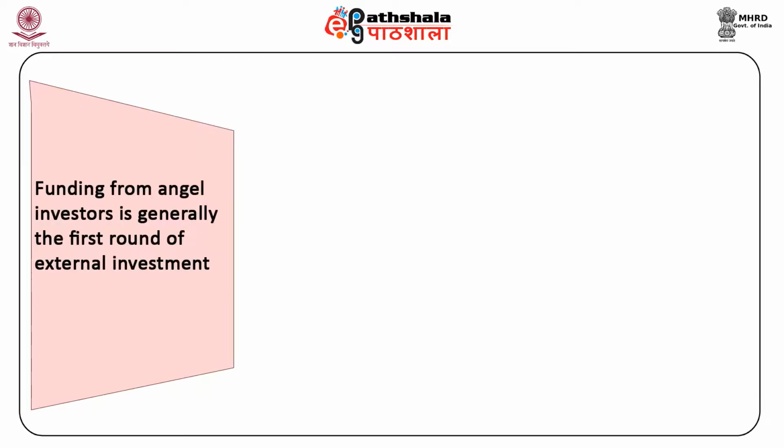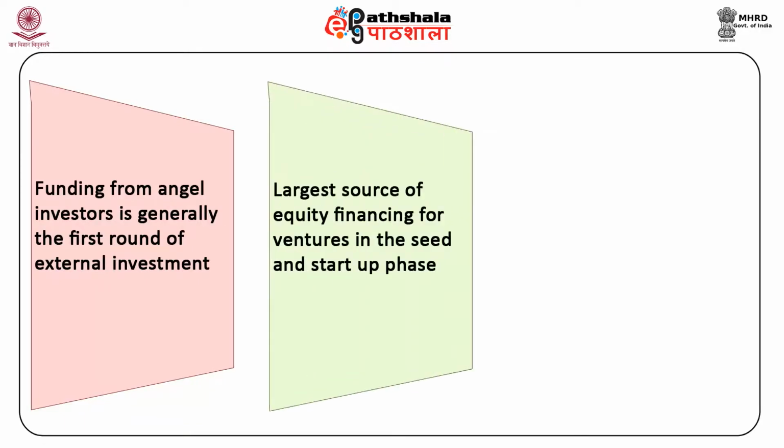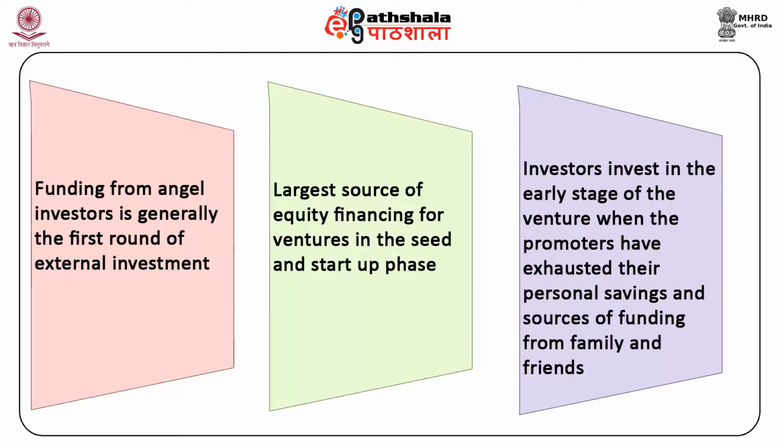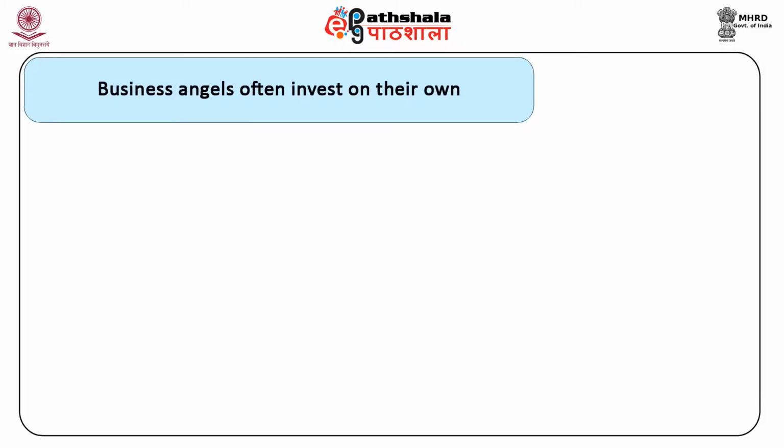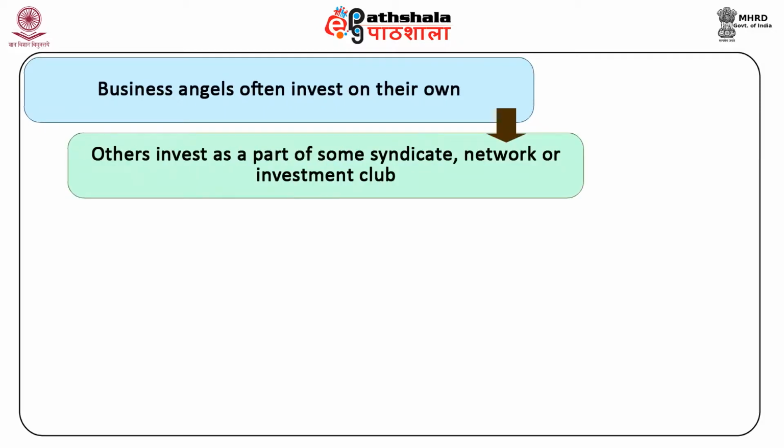Funding from angel investors is generally the first round of external investment. In fact, it is the largest source of equity financing for ventures in the seed and startup phase. These investors normally invest in the early stage of the venture when the promoters have exhausted their personal savings and sources of funding from family and friends, thus filling the gap in startup financing between family and friends and formal venture capitalists. Some business angels often invest on their own, while others invest as a part of some syndicate network or investment club.